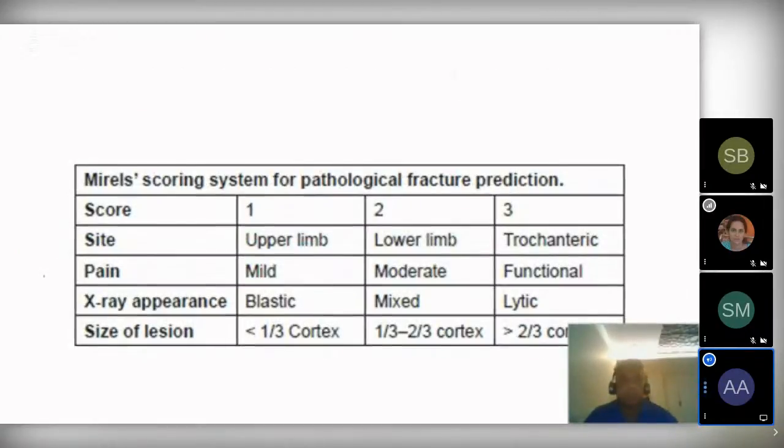Again, please understand, there is nothing much. Very easy. Don't try to remember anything. Merrill's scoring depends upon whether it is upper limb, lower limb, or trochanteric. Don't try to remember the scoring at all. So, if there is a metastasis, in the upper limb the chance of fracture is less. Around the trochanter, the chance of pathological fracture is high. You remember.